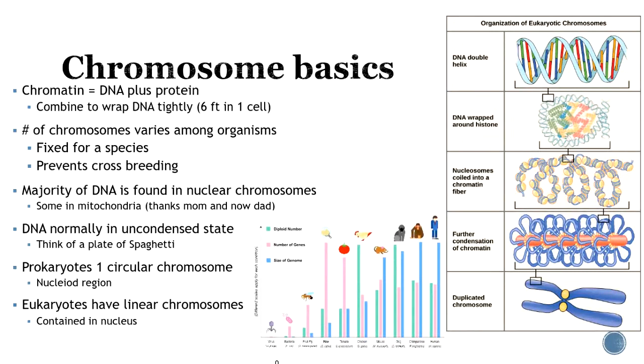So if you look on this diagram here, this chart, it just shows you a lot of variability. It talks about the diploid number, which has to do with the number of chromosomes, the number of genes, and then the size of the genome. So you can see, when it comes to our viruses and the bacteria, very small. And as we start to get more and more complex, you start to see, first off, the size of the genome gets larger. The number of genes. So the size of the genome and the number of genes don't actually correlate with each other.